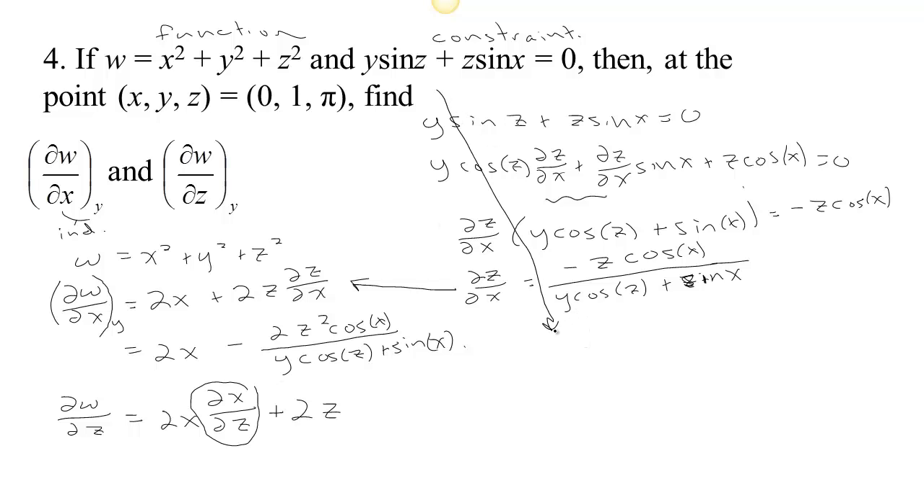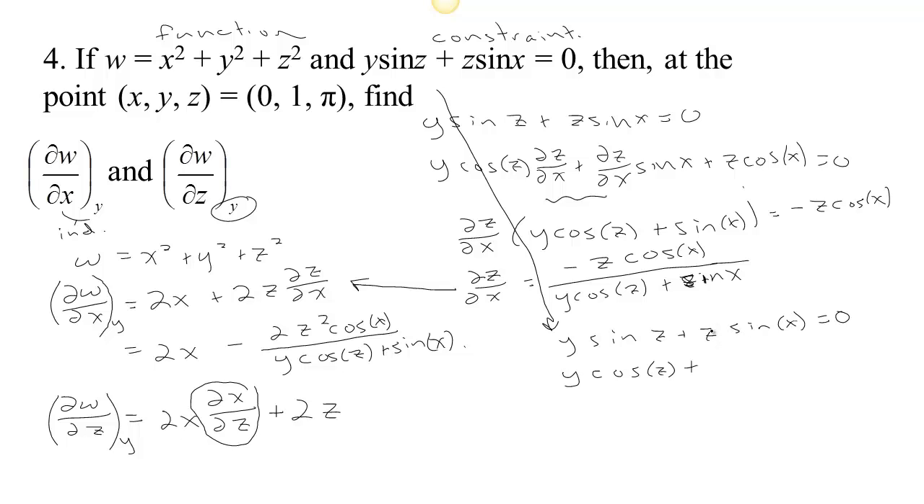So here's our constraint: y sine z plus z sine x equals 0. We want to figure out what dx dz is. This equation involves x, so let's take the derivative of both sides with respect to z. We're still assuming that y is independent in this case, so we're looking at dw dz when y is independent. The first term is y times sine z, and y is just a constant, so we get y cosine z.